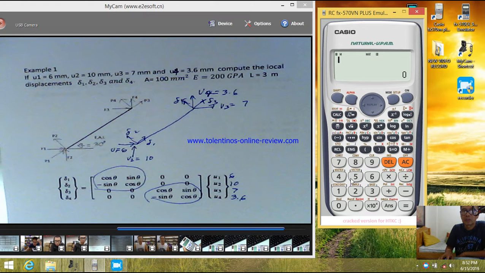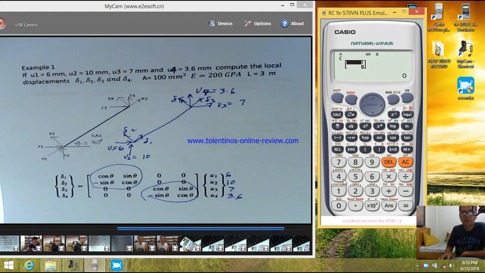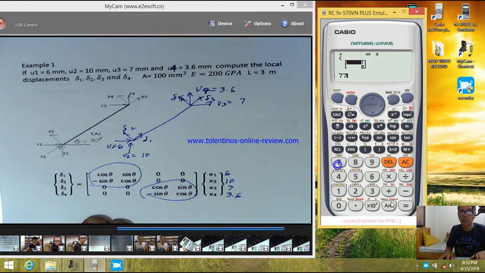Shift, for the dimension, matrix B is 2 by 1. I input U1 and U2, that is 6 and 10. Then U3 and U4: shift 4, dimension matrix C as also 2 by 1. That will be 7 and 3.6.